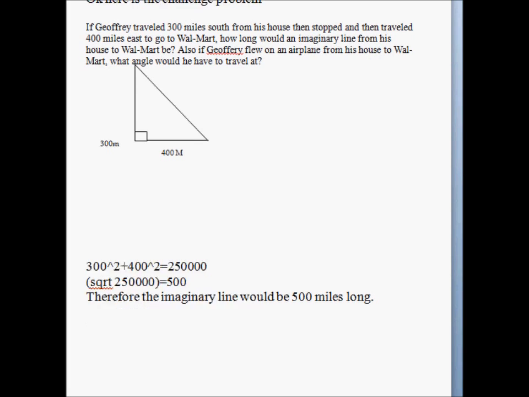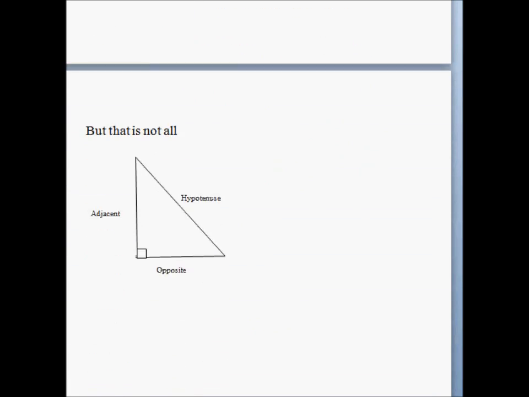So, assume that this is his house over here, and he travels 300 miles south and 400 miles east. So using this data, you can use the Pythagorean theorem, which if you did it and solved it, you would get that it equals 500. Therefore, the imaginary line would be 500 miles long.